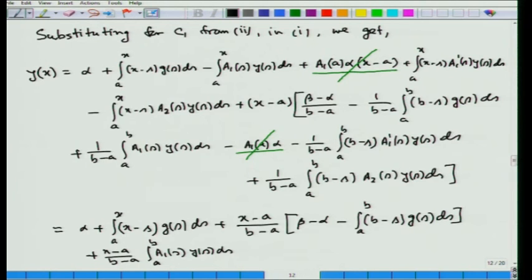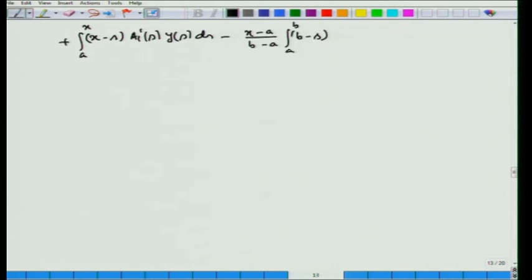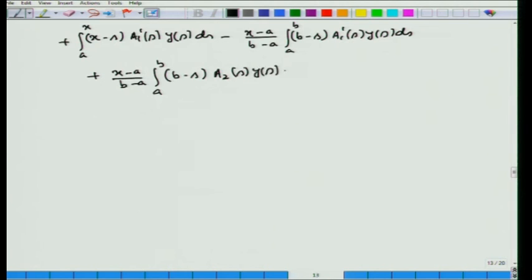So, that is this term, and then minus integral a to x a1(s) y(s) ds, then the other 4 terms: plus integral a to x (x minus s) a1'(s) y(s) ds, minus (x minus a) divided by (b minus a) integral a to b (b minus s) a1'(s) y(s) ds, plus (x minus a) by (b minus a) integral a to b (b minus s) a2(s) y(s) ds, minus integral a to x (x minus s) a2(s) y(s) ds.